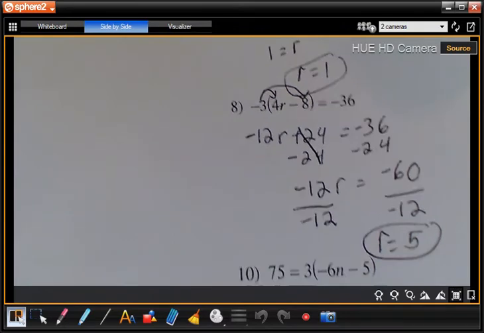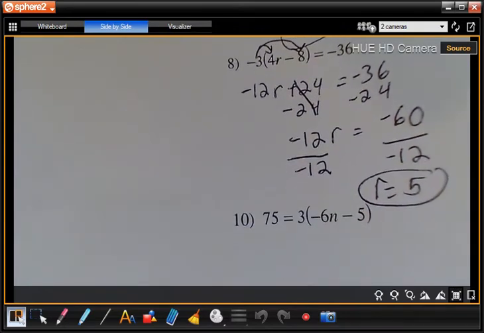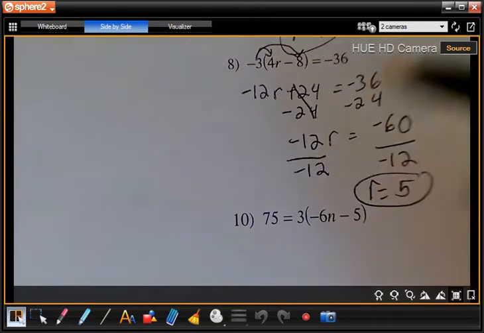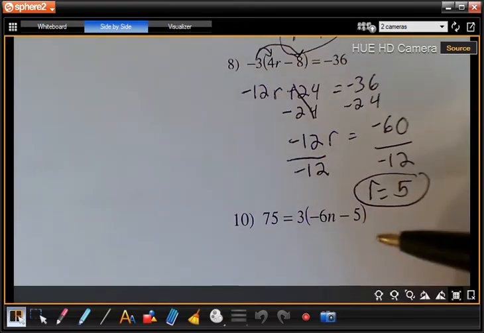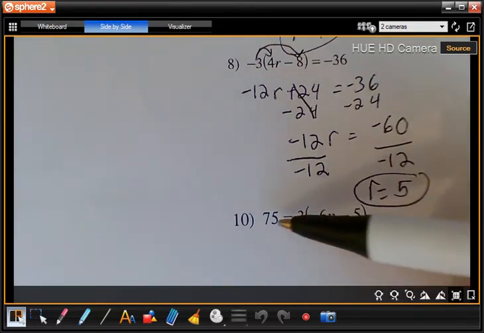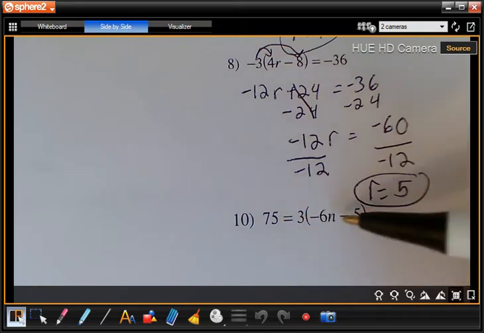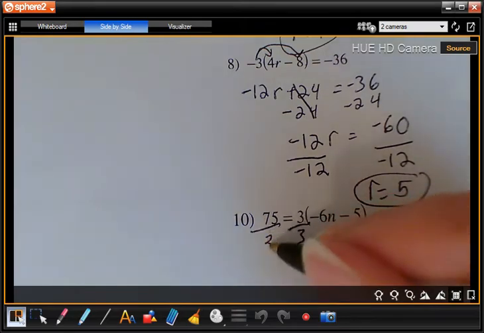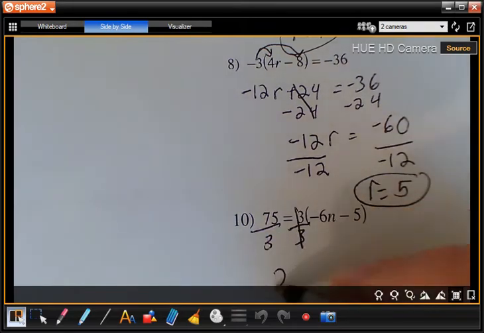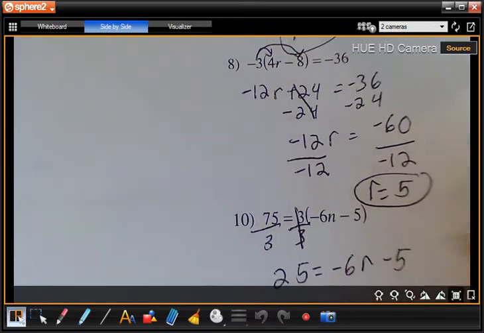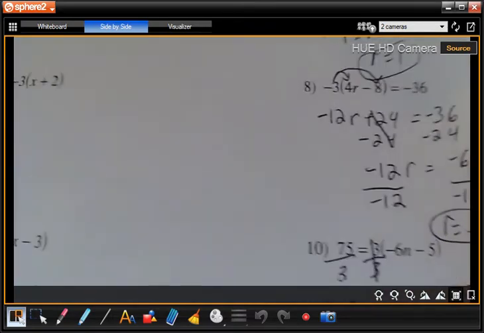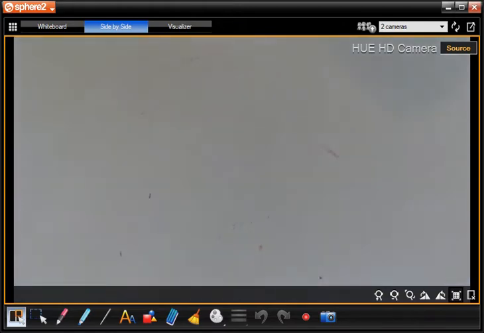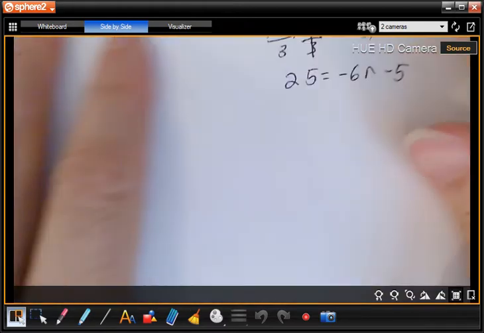Okay, we're going to try a problem just like that, except instead of distributing, we are going to go ahead and divide first. It says 75 equals 3 times -6n minus 5. It's being multiplied, so I could simply divide this first. These cancel, and I get 25 equals -6n minus 5.